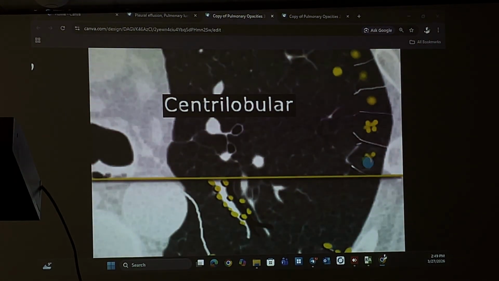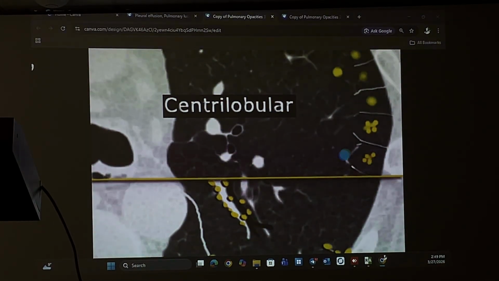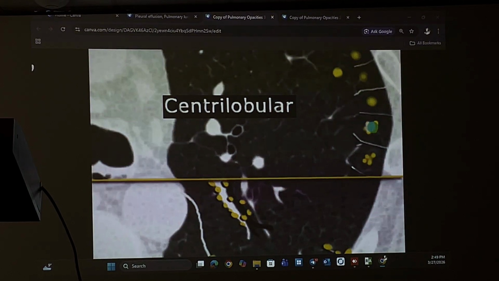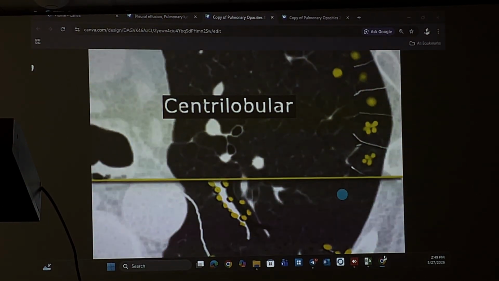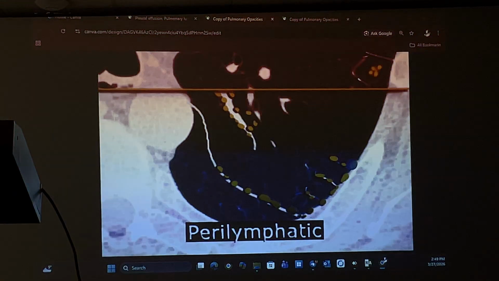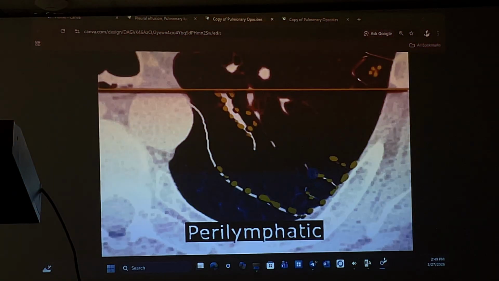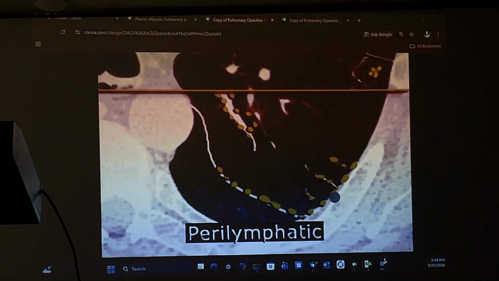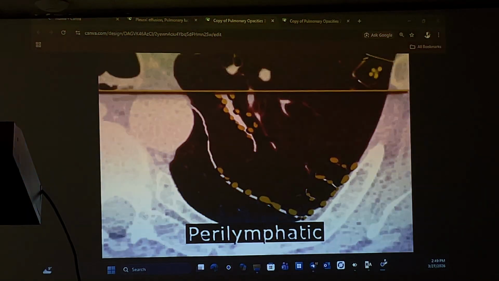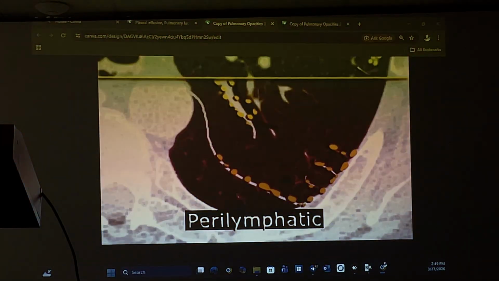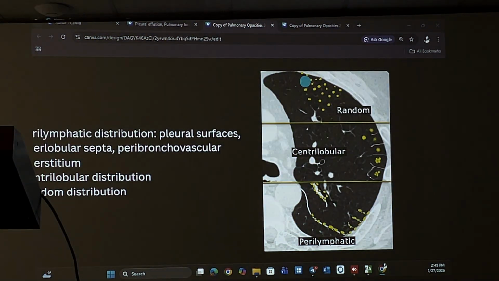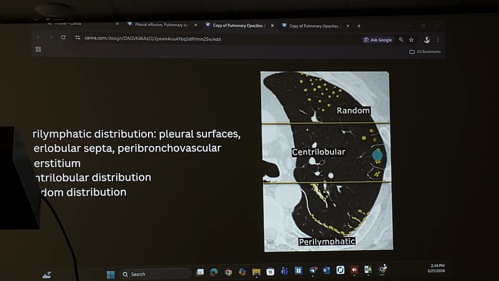These are the centrilobular distributed nodules. You can see this is the secondary pulmonary lobule, and in the center of the secondary pulmonary lobule, you can see nodules. Basically, pure lymphatic distribution. You can see interlobular septa, in the septa or along the fissure. And random is everywhere.